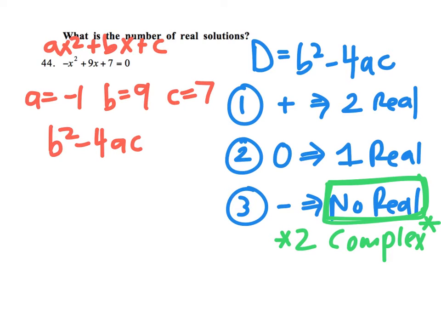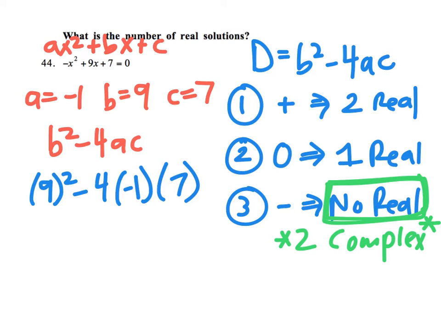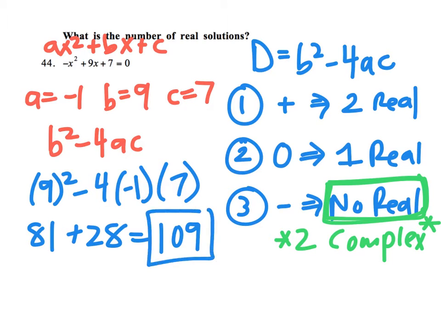Now, when we do that, my b value is 9. So I'm going to have 9 squared minus 4 times -1 times 7. 9 squared gives me 81. And 4 times -1, I get positive 4. Times 7 would be 28. So we have plus 28. At this point, we have 81 plus 28, which is 109, and that is my discriminant. Now this was positive, so that means I have my first option here, which means I have two real solutions.